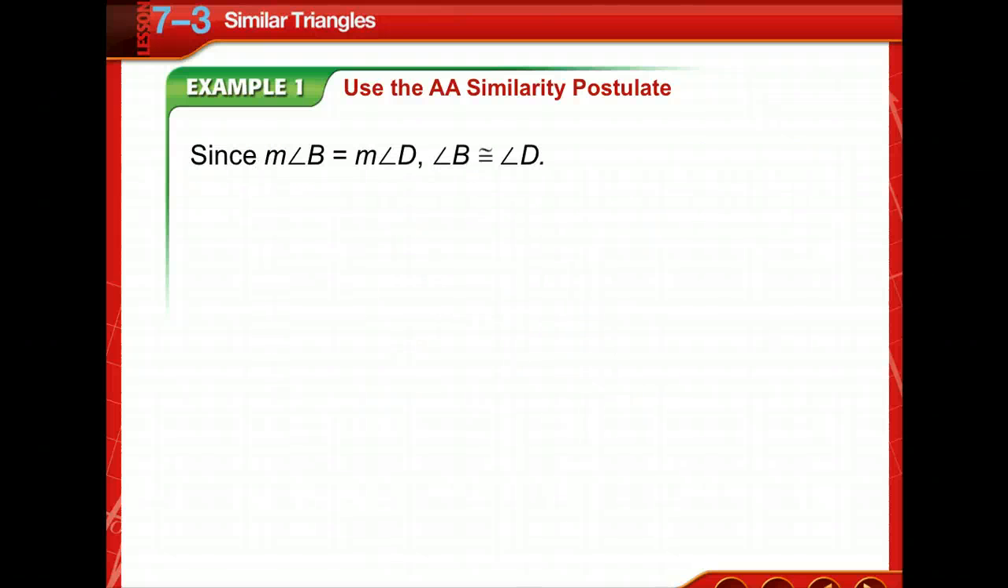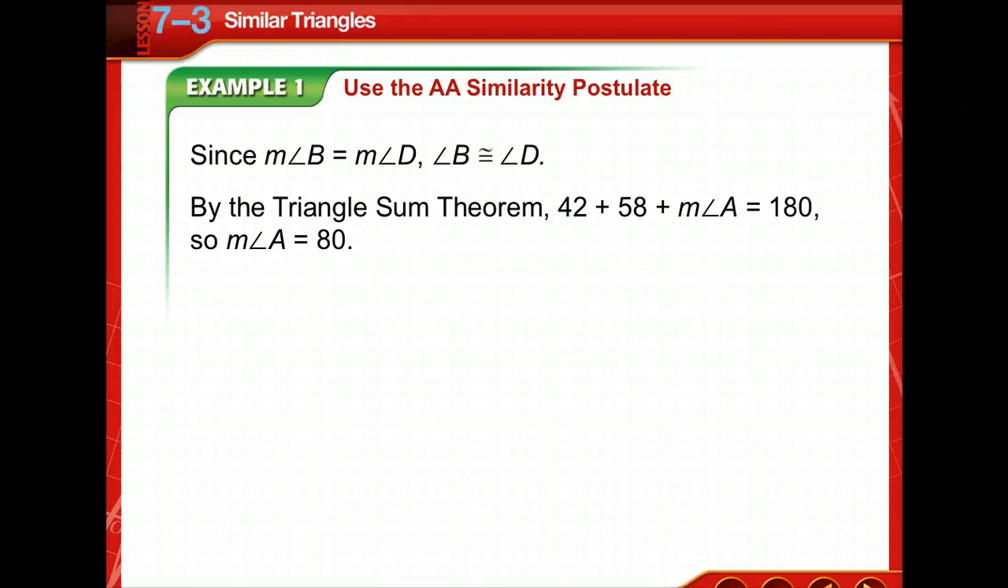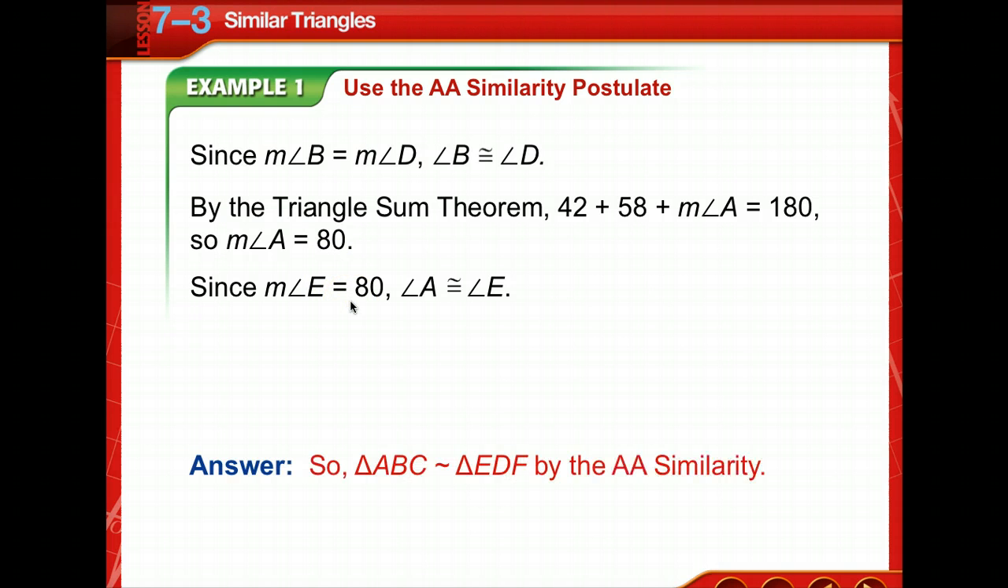Well, since the measure of angle B is equal to the measure of angle D, that means that angle B is congruent to angle D. By the triangle sum theorem, 42 plus 58 plus the measure of angle A is equal to 180, because the sum of the interior angles of a triangle is 180. So that means the measure of angle A is 80. Since the measure of angle E is 80, that means that angle A is congruent to angle E. So triangle ABC is similar to triangle EDF by angle-angle similarity.